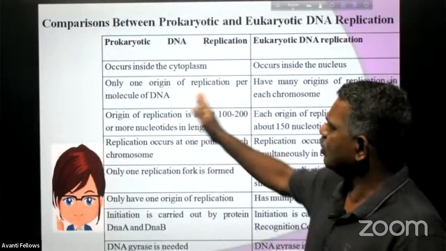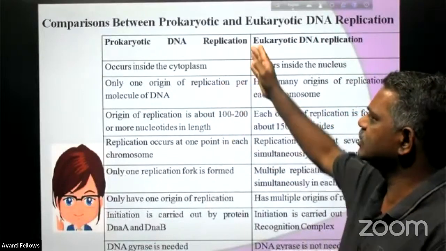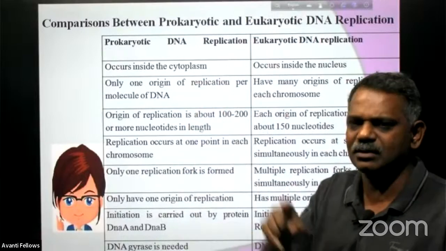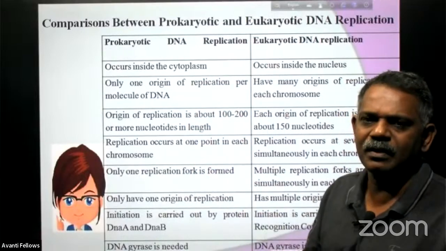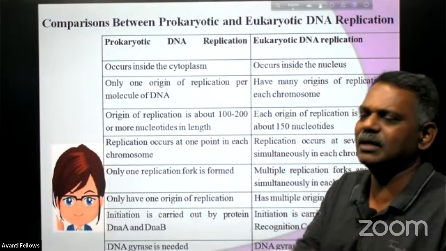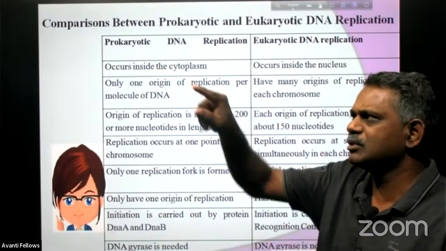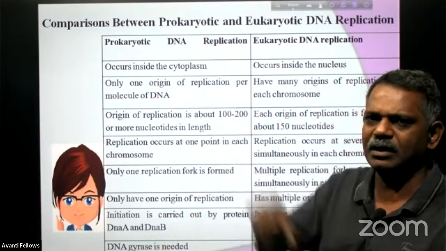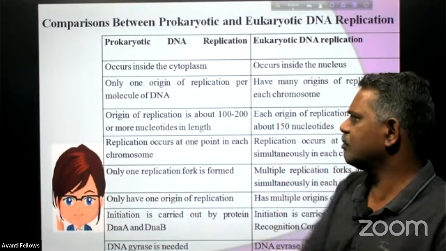And there is only one origin of replication in the prokaryote. It has a circular DNA. You already discussed, DNA is circular. So only one place it originates. Ori is only one. From there it starts and moves to the other end and finally reaches there. Only one origin of replication.